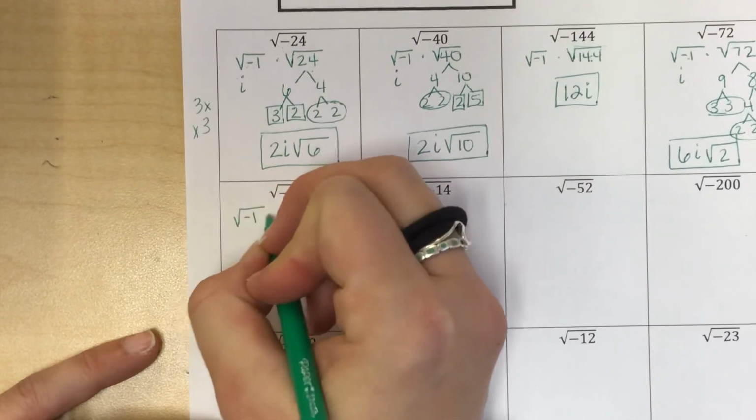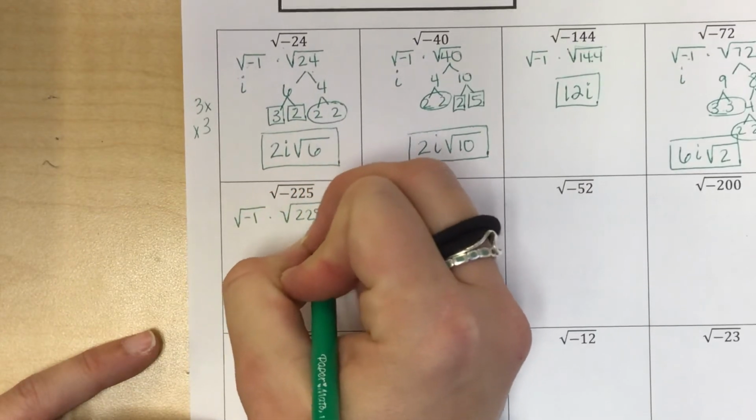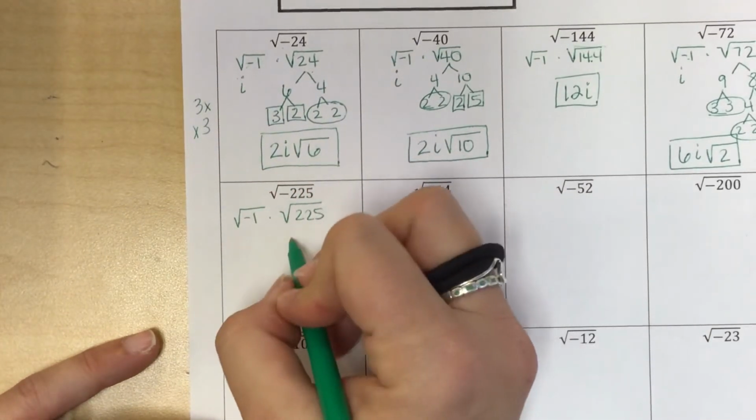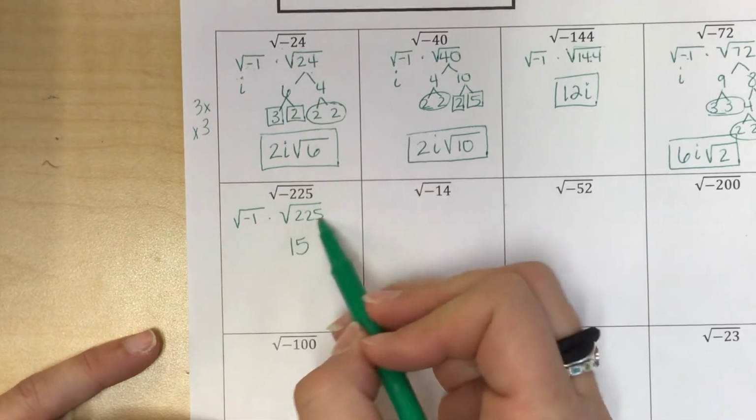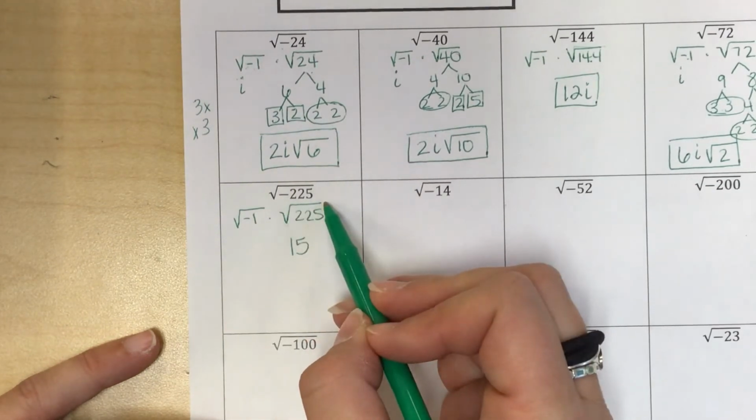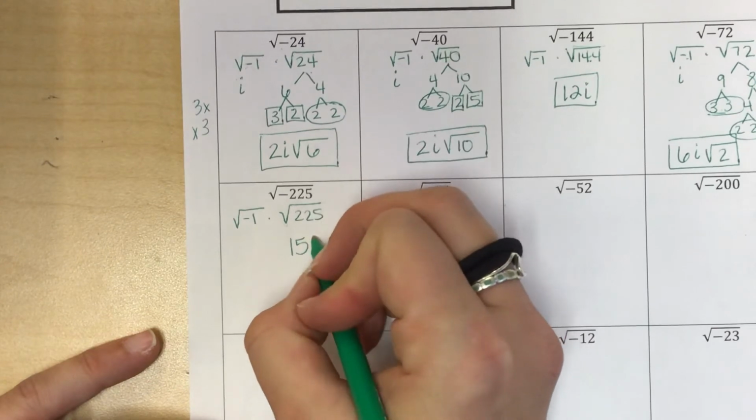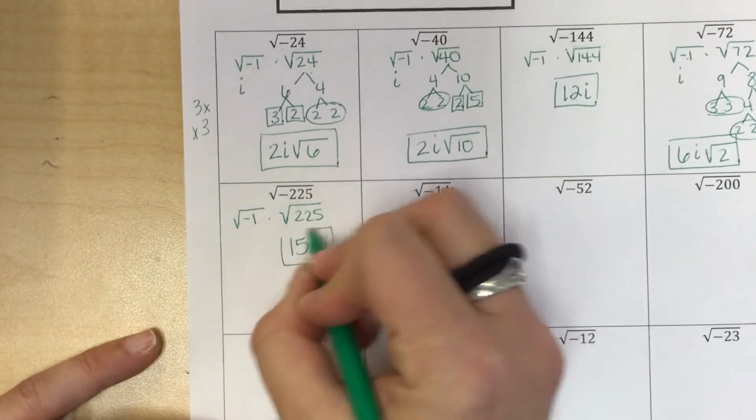All right, let's look at negative 225. So again, break it up into negative 1 and then 225. The square root of 225 is 15. Again, it's a perfect square, so no longer do I have the radical. The square root of negative 1 is i, so my answer here is just 15i.